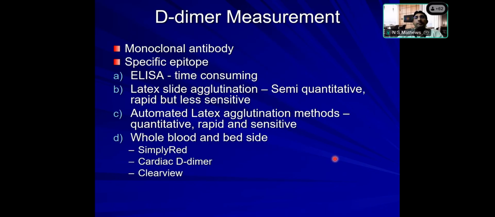The techniques for D-dimer measurement, you have many platforms available. So you have monoclonal antibody platforms which target a specific epitope on the D-dimer molecule. ELISA is there, but it is time consuming. There's overnight incubation, you need a reader, and so on.